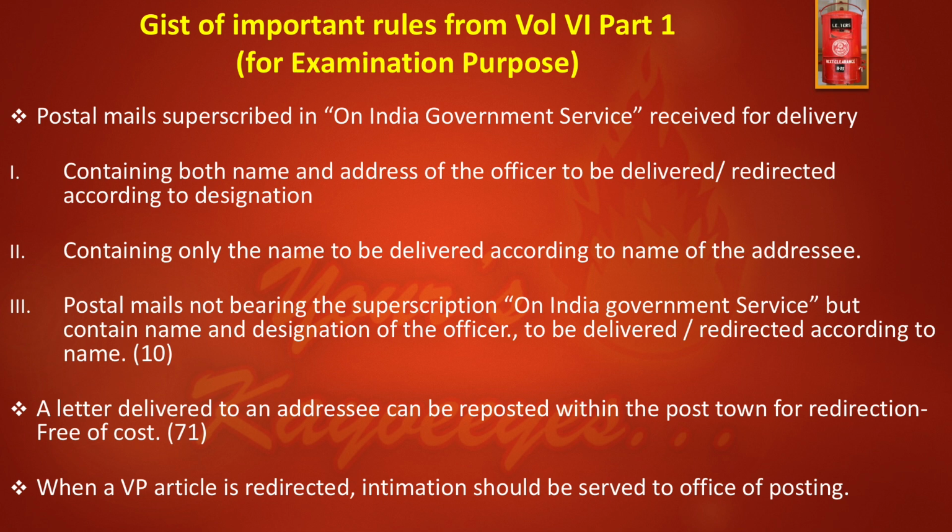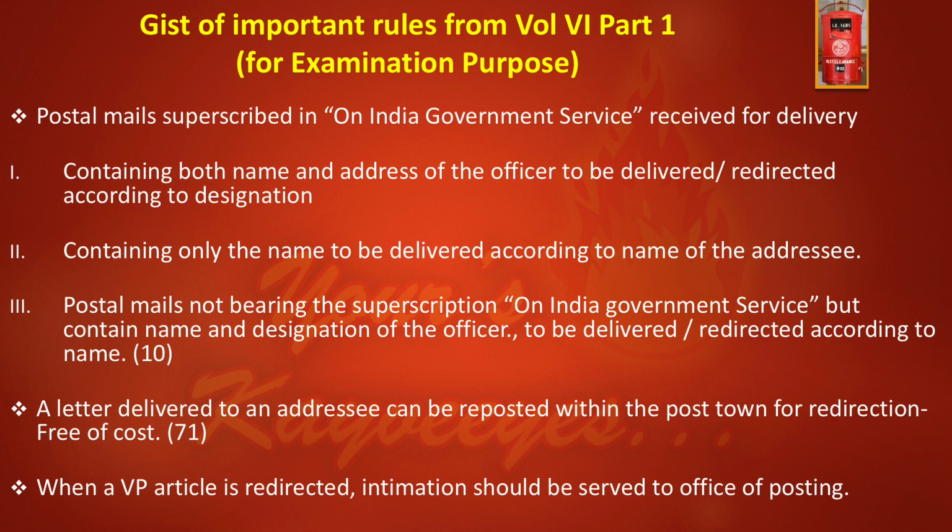Postal mails superscribed On India Government Service received for delivery, containing both name and address of the officer, are to be delivered or redirected according to designation. Containing only the name, to be delivered according to the name of the addressee. Postal mails not bearing the superscription On India Government Service but containing the name and designation of the officer are to be delivered or redirected according to the name. This comes under Rule 10.